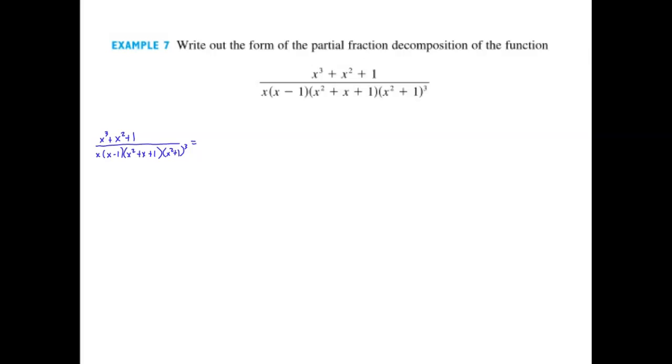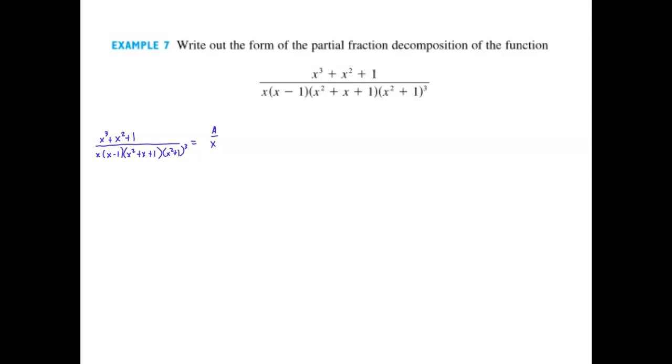All right, so help me out in the chat. What's my first partial fraction going to be set up like? We'll just go in order of the factors in the denominator. What's my first partial fraction going to be? A over x. That's it. The first one is just linear, so it's just a constant over x.